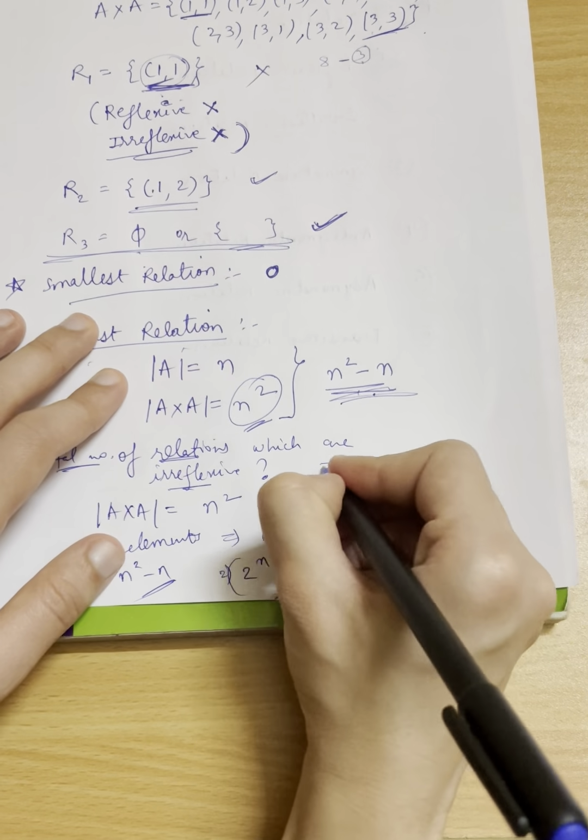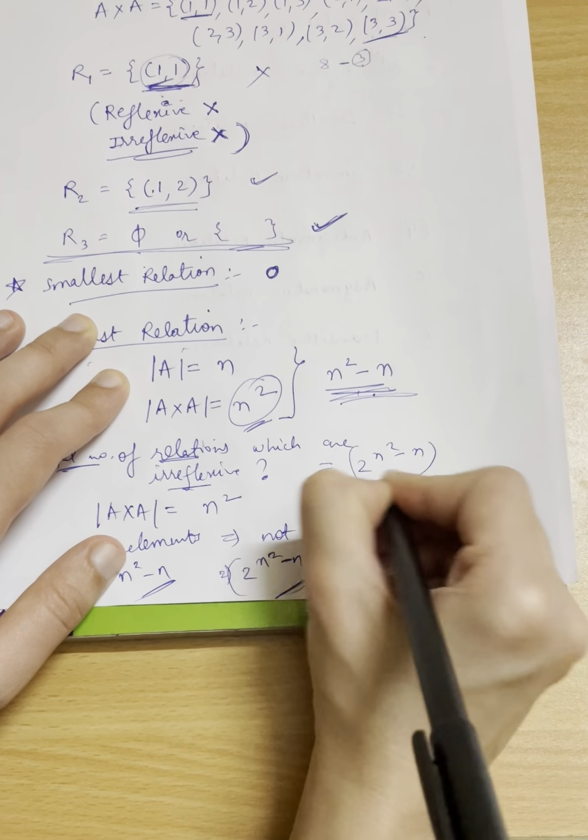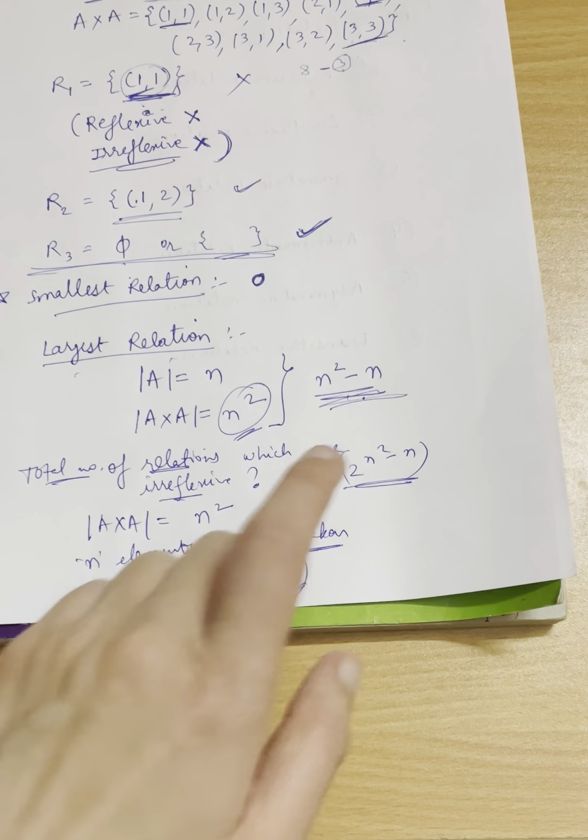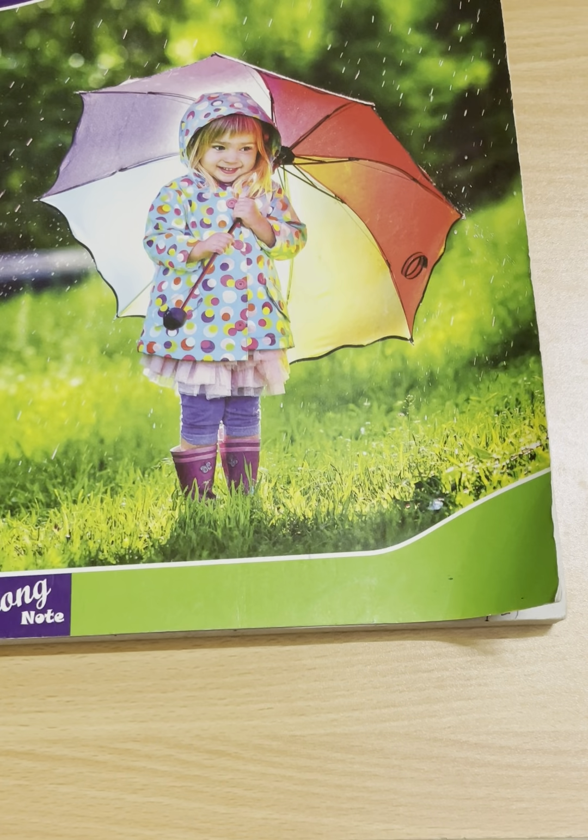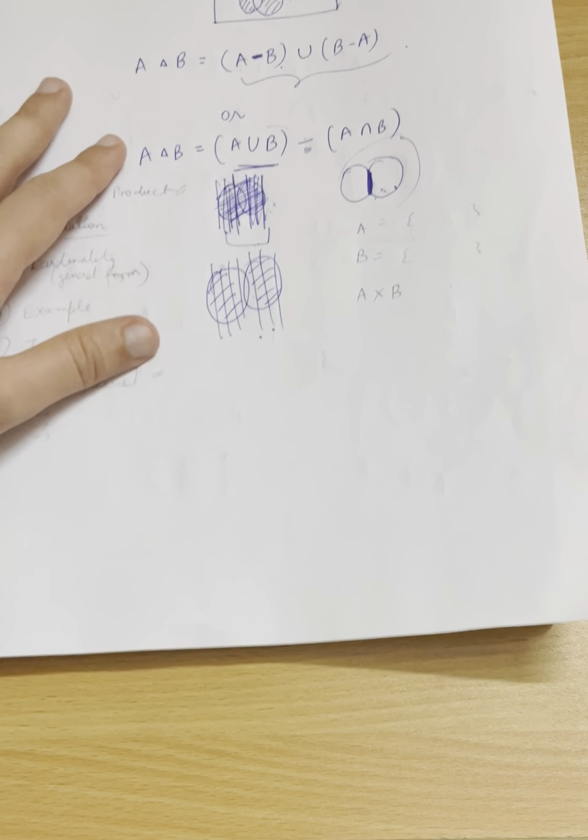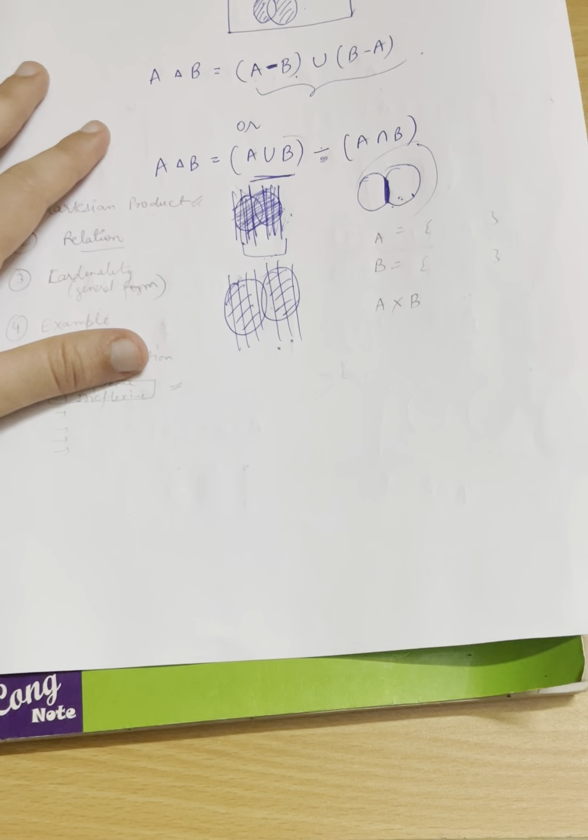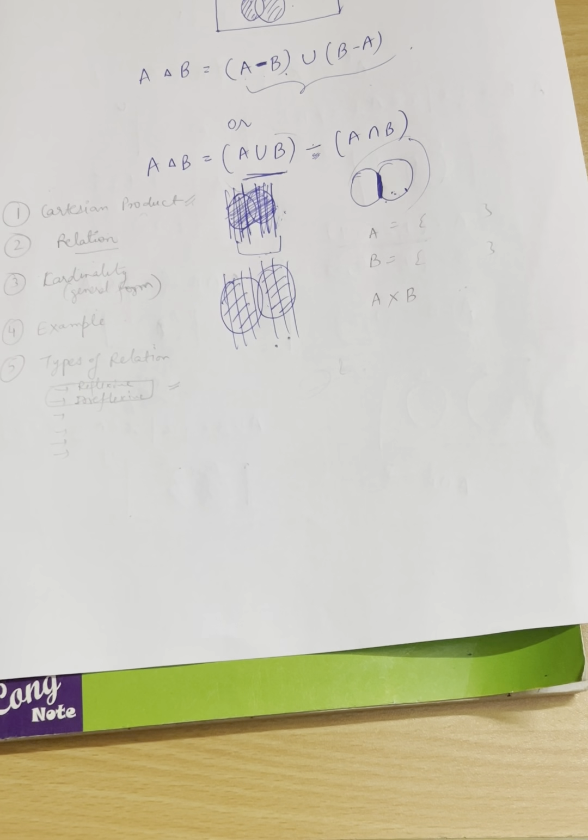So these are the total number of irreflexive relations, that is, total number of irreflexive relations are 2 power n square minus n. Now let's see, is there anything which is remaining? Okay, 2 more things which I need to cover in this. These are the last 2 things in this video which we need to cover.